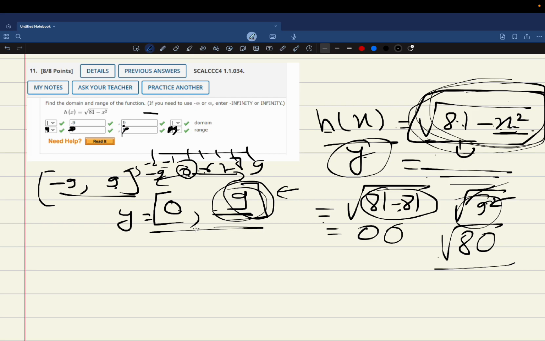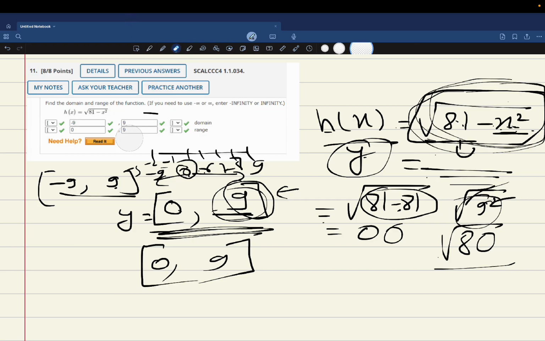So the possible value of y in this case will be 0 to 9, and 9 is included, and 0 is also included, so it will be a square bracket. Okay, so let's reveal the answer. It is from 0 to 9. Okay, so if you have any question, you can always comment down below.